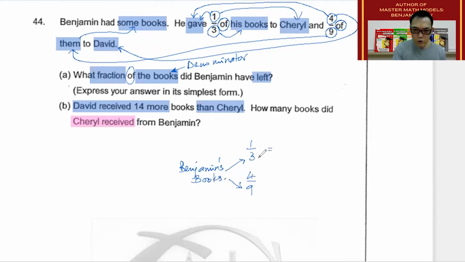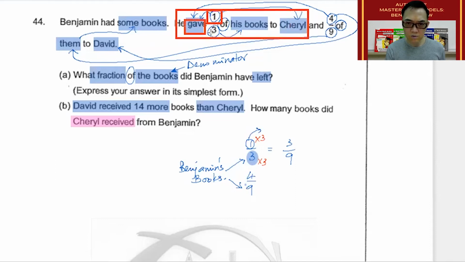we need to make sure that the two denominators are the same. So we need to change the number 3, in this case, into a number 9. For a 3 to become a 9, you will need to multiply this by 3. Hence, the numerator also needs to multiply by 3. This will give you 3/9. The 1 here is what was given to Cheryl according to the question, as you can see from over here. The 1 was given to Cheryl.